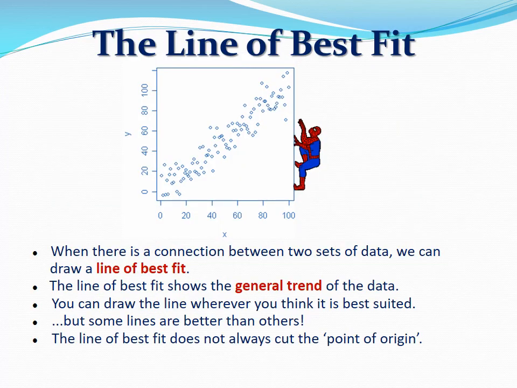What is the line of best fit? When there is a connection between two sets of data, we can draw a line of best fit. The line of best fit shows the general trend of the data. You can draw the line wherever you think it is best suited, but some lines are better than the others. So when I ask you to draw the line of best fit, it's not necessary that each one of us will be able to draw exactly the same line. It might differ a little bit, but always there is a line that is better than the rest. The line of best fit does not always cut the point of the origin. It's not necessary to pass it through 0, 0.